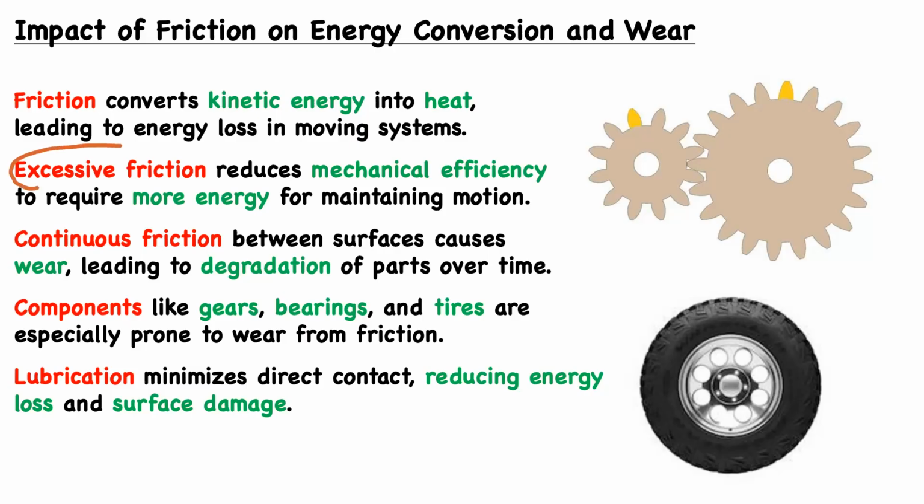So excessive friction, so too much friction, can reduce mechanical efficiency and require more energy for maintaining motion. So this is a little bit more clear in something like a set of gears, where again, we want to maintain that mechanical efficiency, and we want to use less energy to maintain the motion. But here at that interface, we're going to have friction between the two gears.